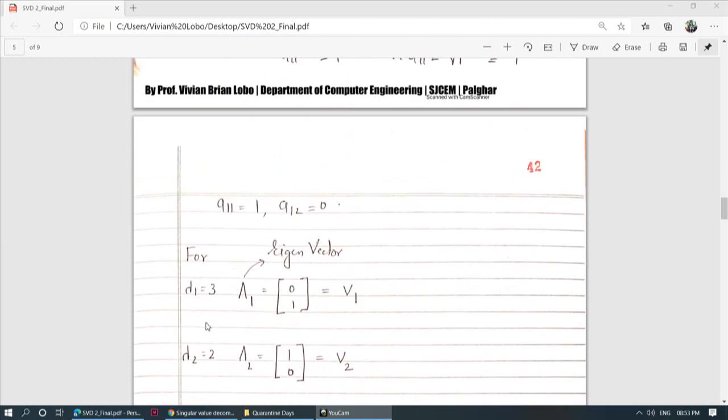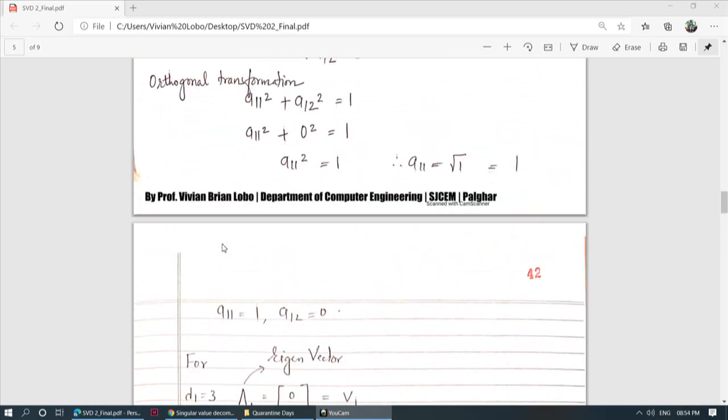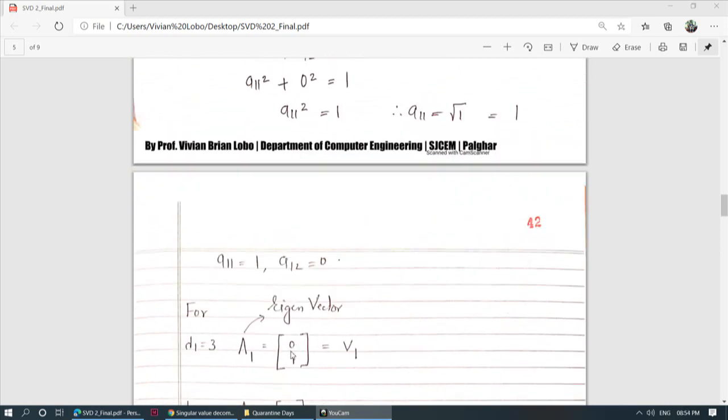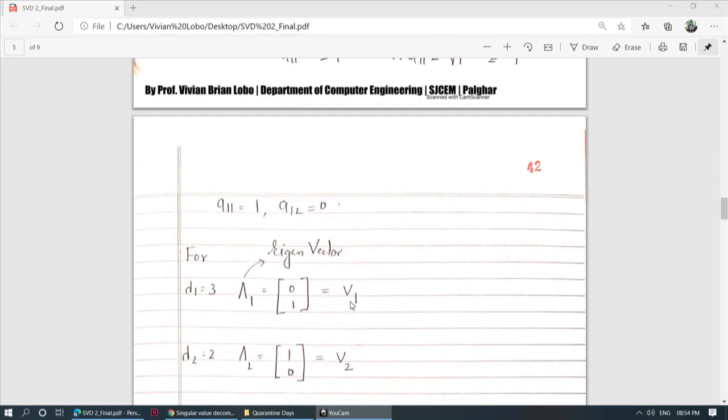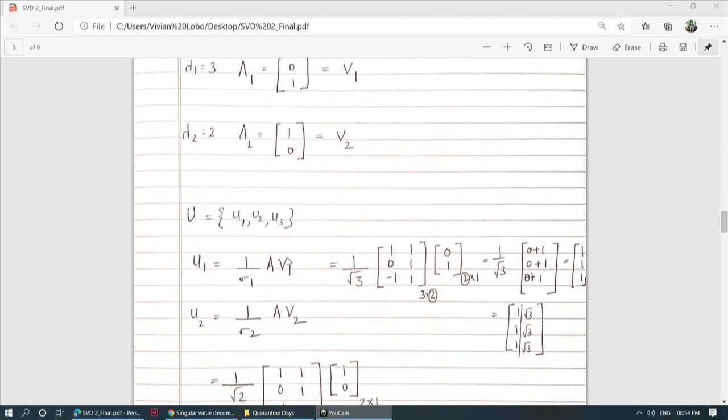Now we can find out the eigenvectors in this case. So when lambda 1 is equal to 3, we have got a11 and a12, which is 0 and 1, which is v1, the eigenvector. When lambda 2 is equal to 2, that time we have got a11 to be 1 and a12 to be 0, which is v2. Now, as we all know, we have to find out the values of u, summation and v to calculate or obtain the singular value.